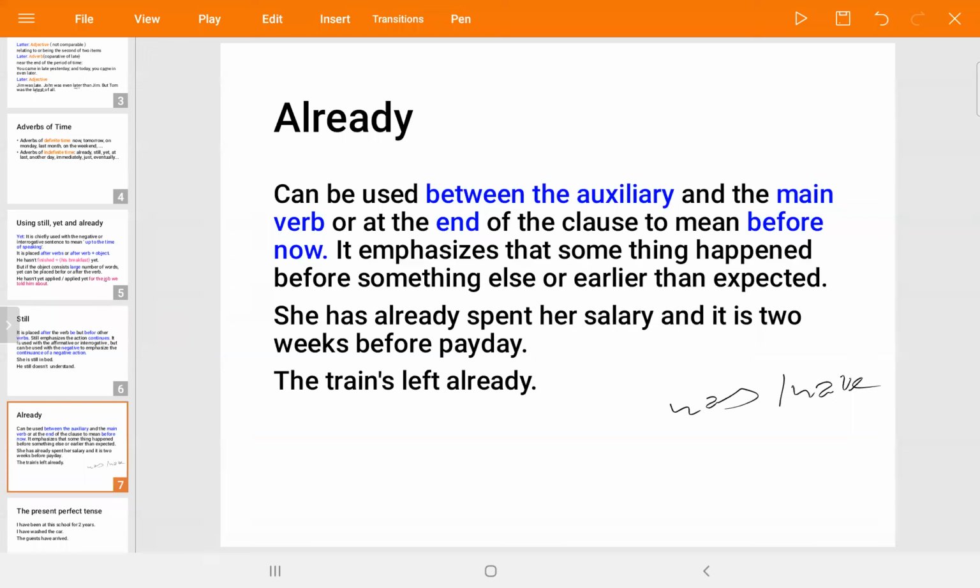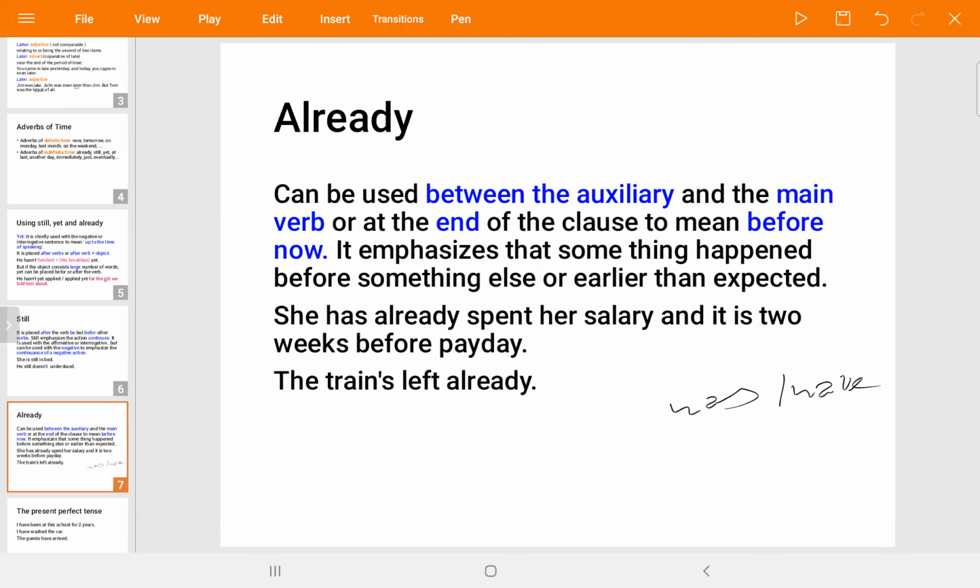Okay, so its meaning is, I think I have already told you before now. The action is already accomplished. It's one of the uses of present perfect tense: performed activities within unknown time. If you remember, examples. She has already spent.